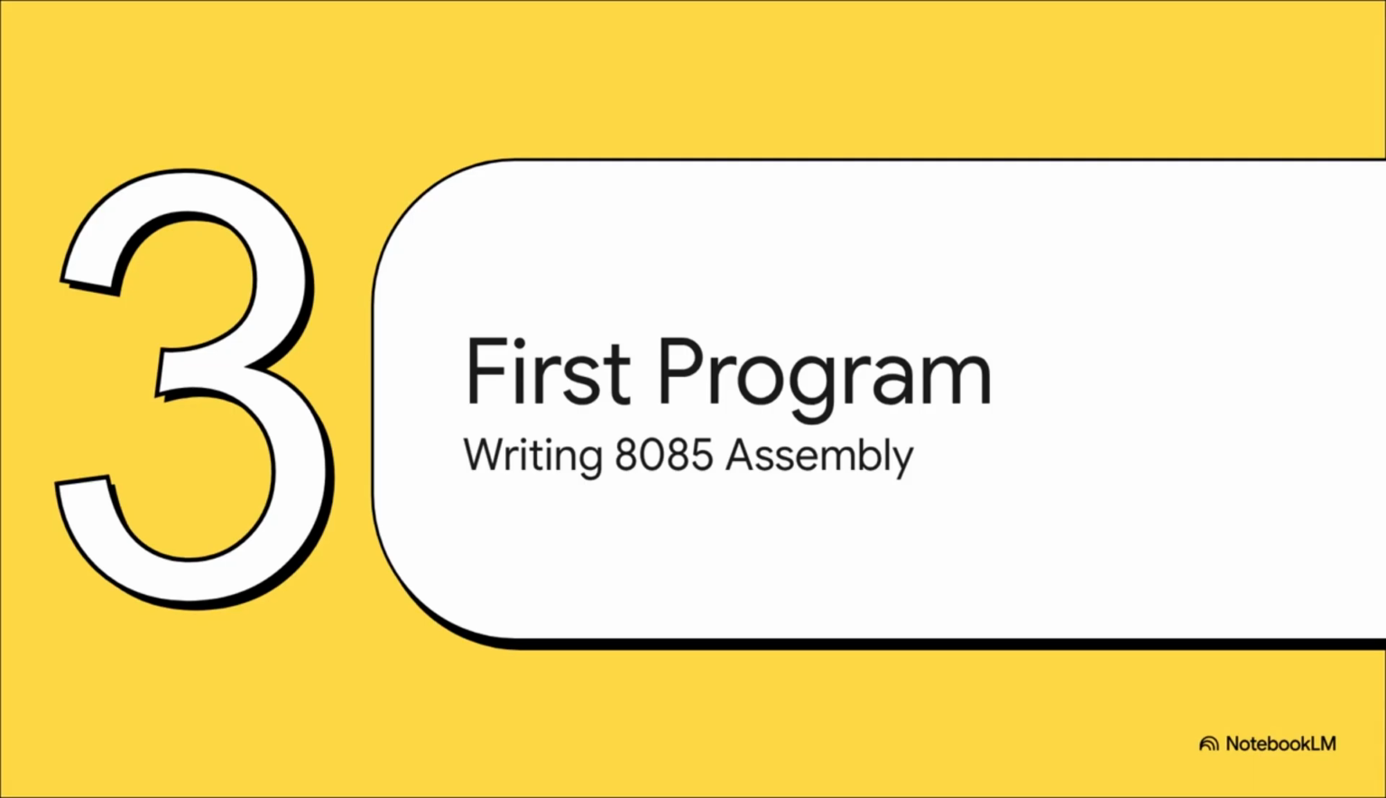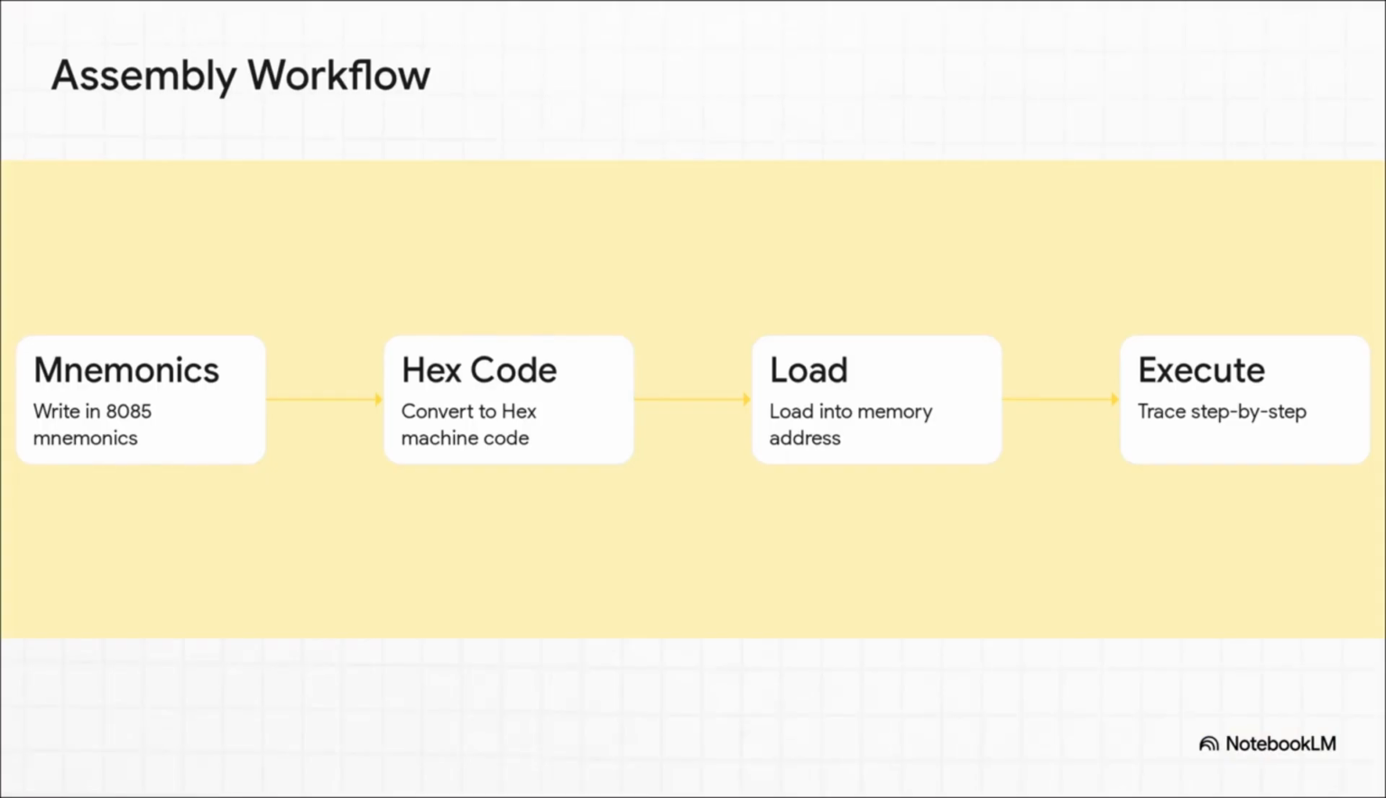Section 3, Writing your first program. Theory and models are great and all, but the real thrill is making this microprocessor actually do something. Bringing a program to life takes a concrete 4-step workflow. First up, you write your logic out using readable English-like mnemonics. Think words like add or move. Second, you convert those mnemonics into hexadecimal machine code. You just look up their specific opcodes. Third, you load that hex code sequentially into memory at a specific starting address. And finally, you execute the program, making sure to trace the flags and register changes step by step just to make sure it all works right.